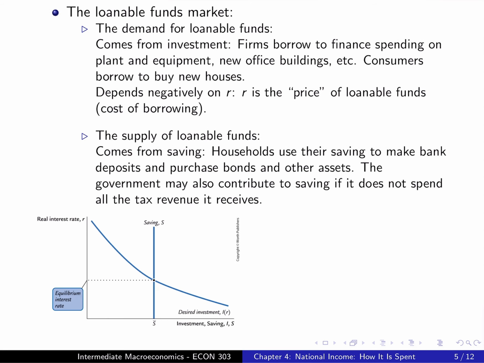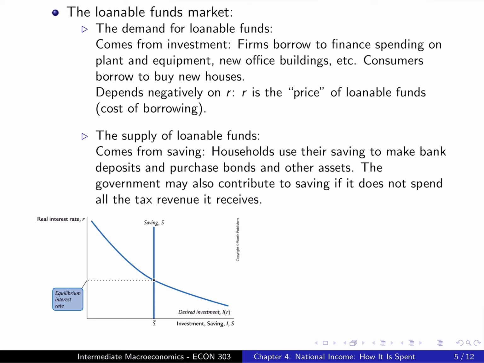The intersection between these two forces, investment demand and saving supply, determines the equilibrium real interest rate in the economy. This graph illustrates the equilibrium in the loan funds market. On the vertical axis, we have the real interest rate R. On the horizontal axis, we measure both investment I and saving S. The downward sloping curve represents investment demand, which decreases as R increases, since higher interest rates make borrowing more expensive.